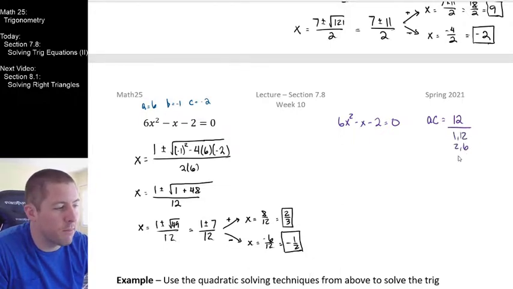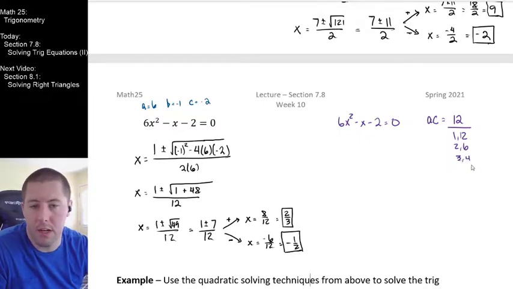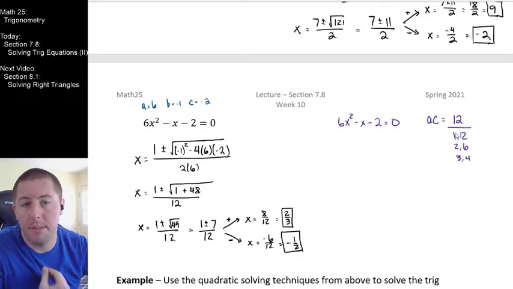I'm going to get all the possible ways that we could multiply together two integers and arrive at 12. Again, similar to what I did up above, I know that these are the three ways that I could multiply two numbers to get 12. I'm still interested, just like with above, in finding the pair that will also get me addition or subtraction to negative 1, right? That's my middle term. My B term here is negative 1.